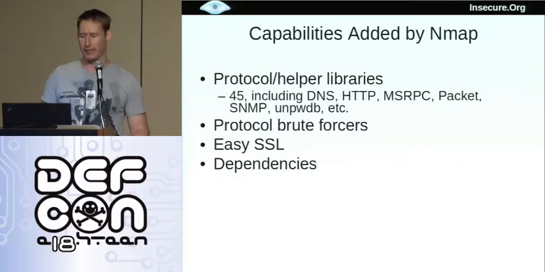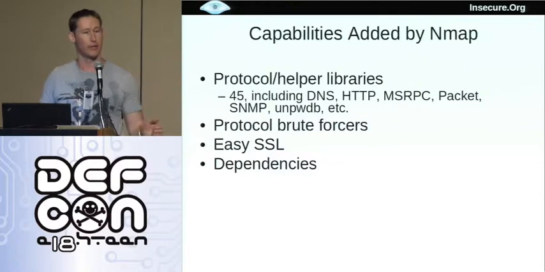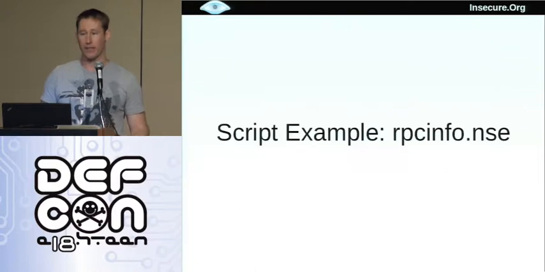Nmap adds a few capabilities to that. We have protocol and helper libraries. They help you make, say, an SMB query or a HTTP request without getting bogged down in the details of the protocol for making those requests. We have protocol brute forcers, like we looked at SMB brute, so that it can find the passwords for you in those times when you really need them. We have SSL, and we have the dependency system. We talked about how SMB enum users can then take that username list, and SMB brute knows to run fast, take those results, and crack them. So that's a really quick overview of what we've added.